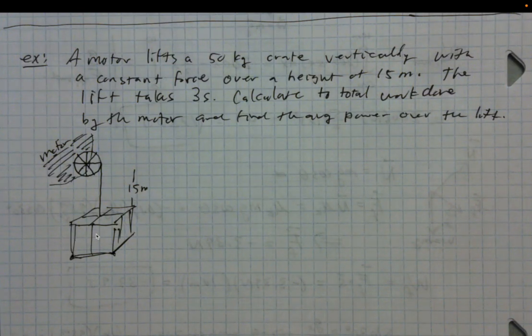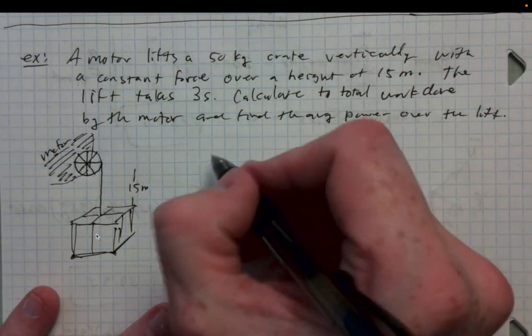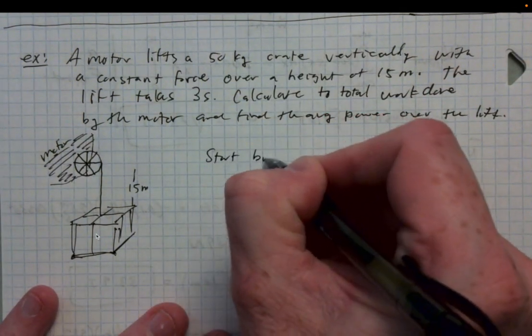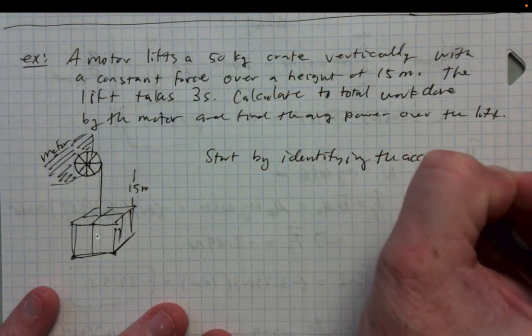What we can do is use some kinematics to identify the force the motor exerts, specifically just by using Newton's second law and thinking about what the acceleration is. So we have to start by finding the acceleration of the crate. So start by identifying the acceleration.